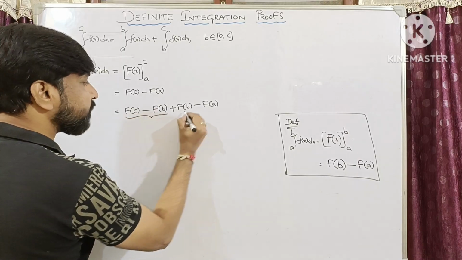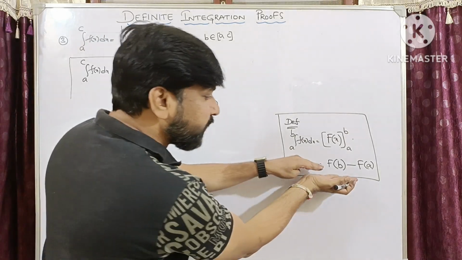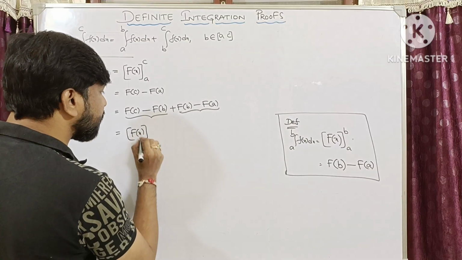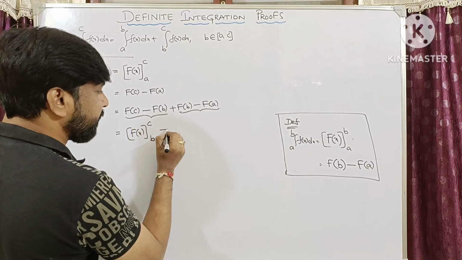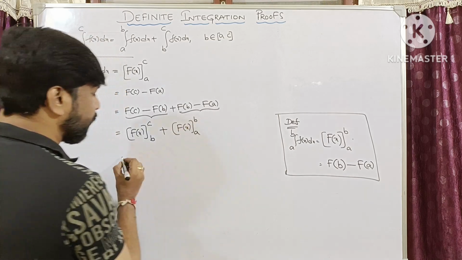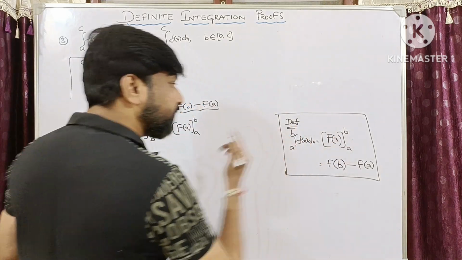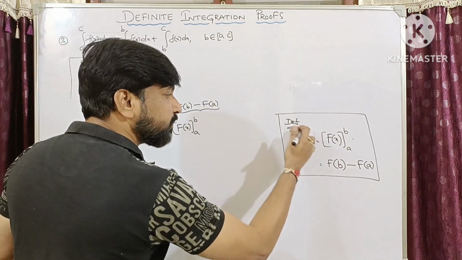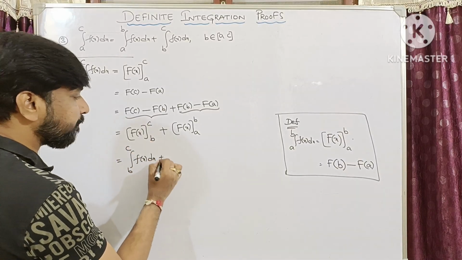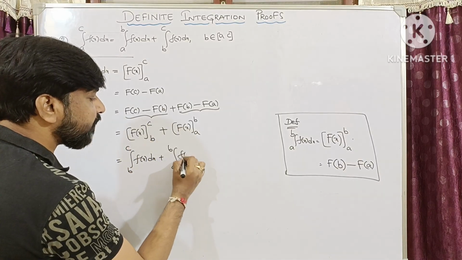Now what can I write? This is one formula, this is one more formula. Just apply the definition in reverse. So f of c minus f of b can be written as f of x between the limits. What are the lower limit and upper limit? C is the upper limit, b is the lower limit. Plus, in the same way, f of b minus f of a is f of x between the limits b as the upper limit and a as the lower limit. Now again, use the same definition in the reverse way. Same limits will follow. So this is integral with lower limit b, upper limit c, small f of x dx, plus integral in the same way, a to b f of x dx.